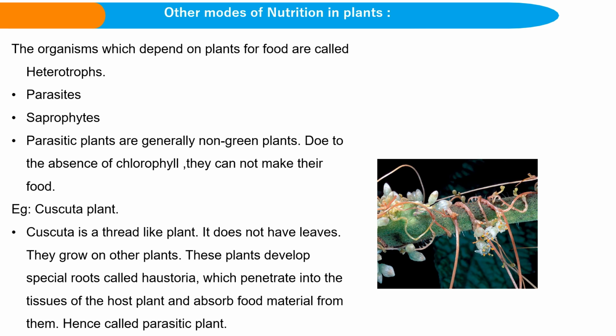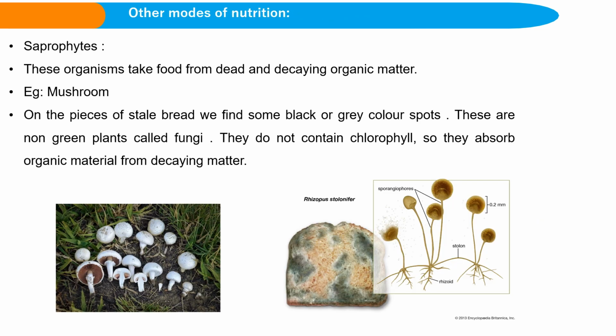Hence it is called a parasitic plant. So, it develops root-like structures called haustoria. Through the haustoria, it penetrates into the host tissues, and it absorbs the nutrients from them. So, in this way, it derives its nutrition and hence is called a parasitic plant. Head lice, mosquito and leech are examples of animal parasites. They suck the blood from other organisms.